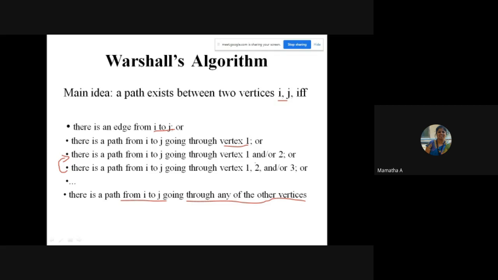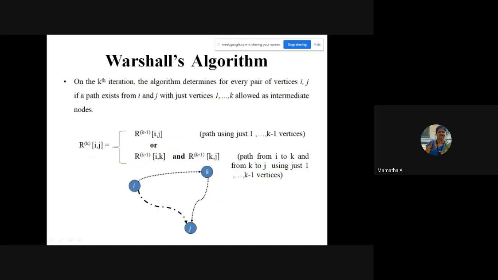Are you understanding? So on every kth iteration, that is your Rk, how do you determine the path between i and j with just the vertices 1 to k allowed as the intermediate nodes? How do you get the solution of a subproblem using the solution of the previous subproblem? How do you get that?